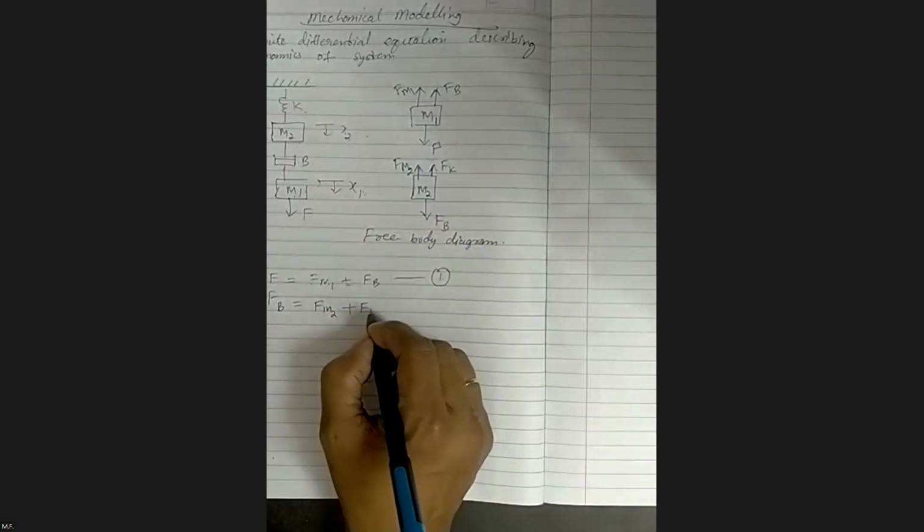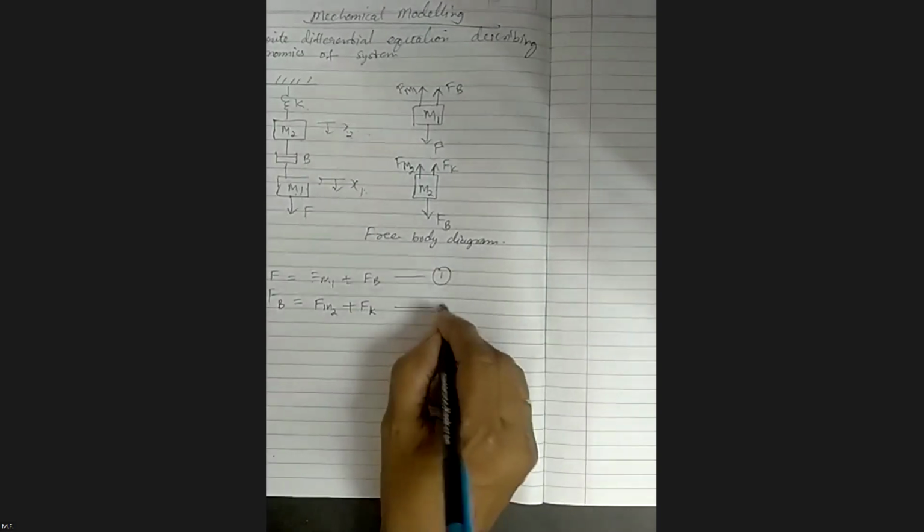Now I'm taking this equation. The force which is applying in this direction is equal to the summation of these two forces according to D'Alembert's law. All the forces, the summation of all the forces is equal to 0. So see, Fb minus Fm2 minus Fk, if I'm taking these forces here. So this will be equal to 0.